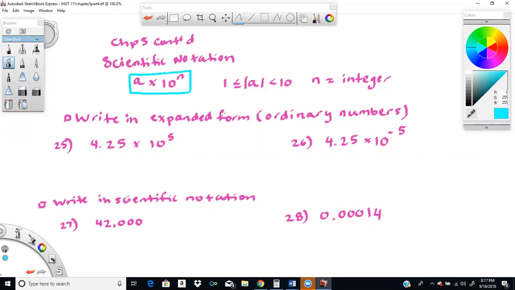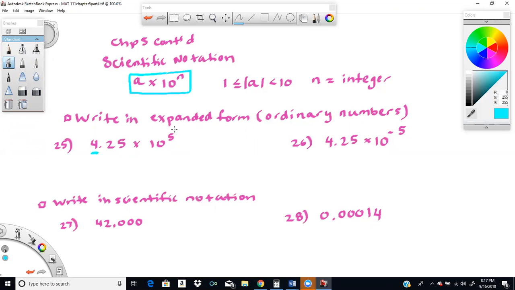So for the first one, we want to write in expanded form. Your book will use the term ordinary numbers. Write as an ordinary number. If you have 4.25 times 10 to the 5th, first of all, this is in scientific notation. Why? Because A is between 1 and 10, and it says 10 to an integer power. So I want to write this out in expanded form.